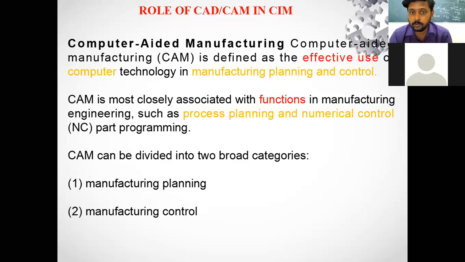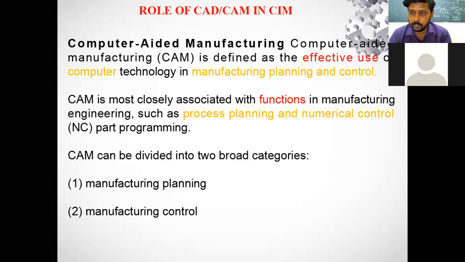You are not just using the computer for the manufacturing process, but also for planning and control of the manufacturing. CAM is most closely associated with functions in manufacturing engineering such as process planning and NC programming, or numerical control. Whenever we talk about automation or computer integrated manufacturing, the first thing that comes to mind is a workstation or machinery which is automated. Those machines are nothing but numerically controlled machines, or what we rather call CNC machines. Nowadays it has gone far beyond that basic parameter of the CNC machine.